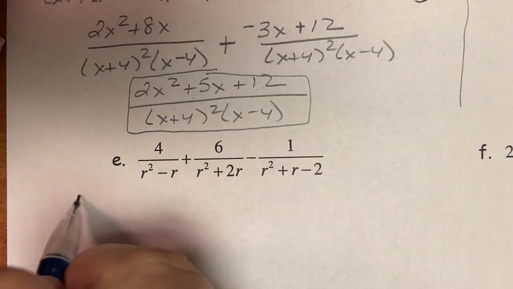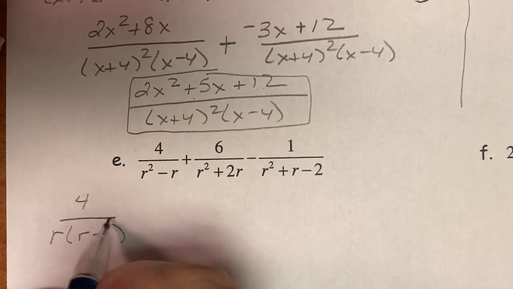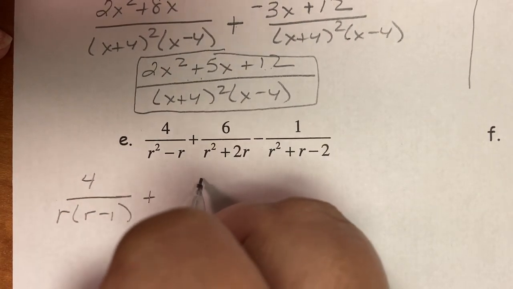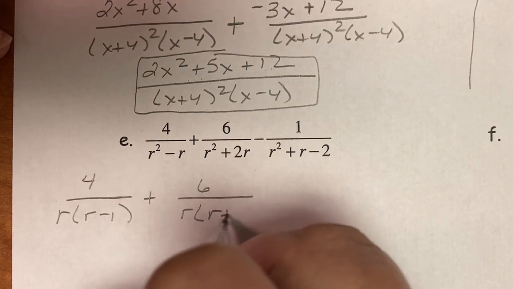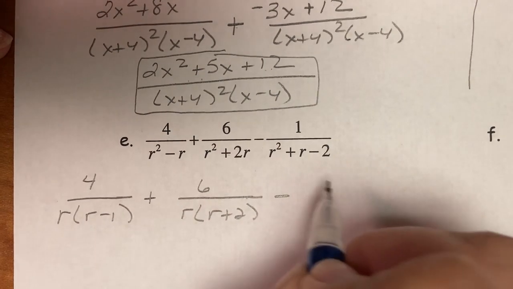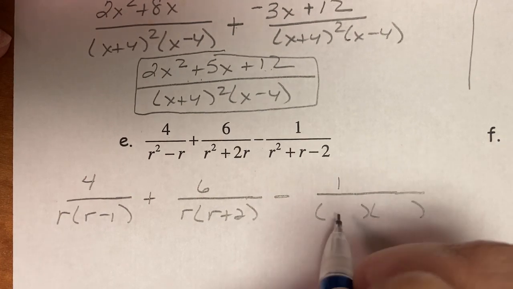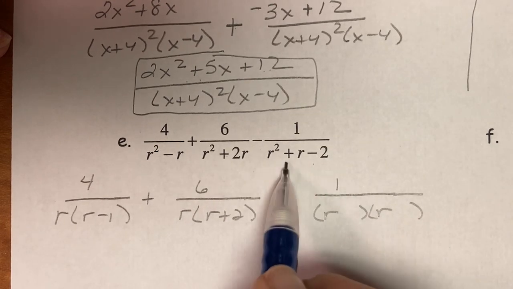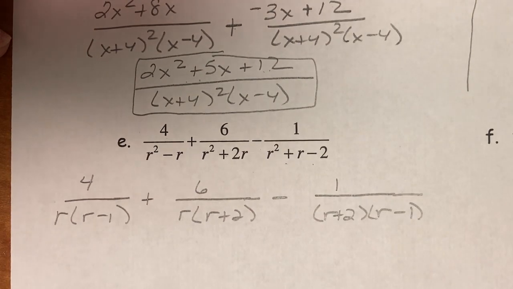So if you're back, if I go ahead and factor these denominators, I can take an r out of my first denominator as a greatest common factor. For my second fraction, I can take an r out of that as well, which would leave me with r plus 2. And then for my third fraction, that's a trinomial, so I'm going to backwards FOIL. I'm going to have an r and an r. And what multiplies together to get -2 and adds together to get a +1? It's going to be +2 and -1.